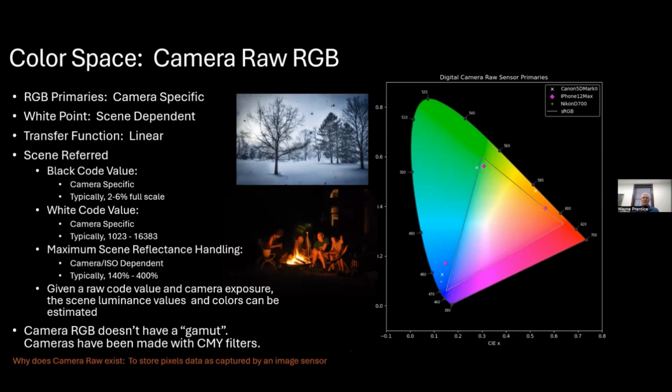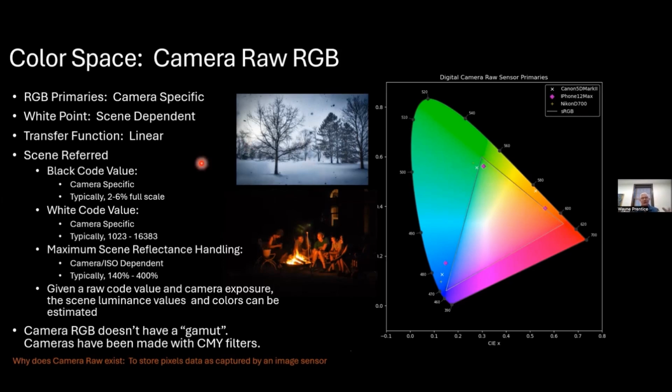The primaries are camera specific. Here are some primaries of different kinds of cameras. These are old, but a Canon 5D Mark II, an iPhone, and a Nikon, and they're bluish, greenish, reddish. So the color space primaries are camera specific. The white point is scene dependent. Here's a scene with a very high white point, somewhere, I don't know, 9,000-ish or something. Here's a scene with a very low white point, I'm not going to guess, but I will guess 2000, something low.